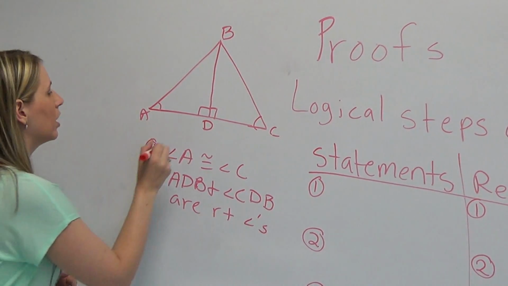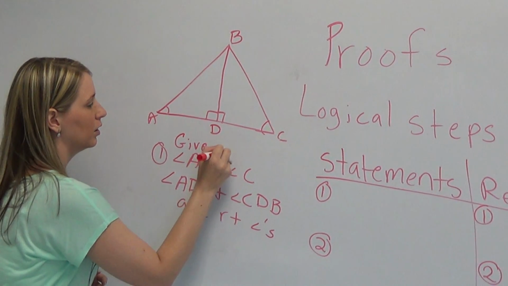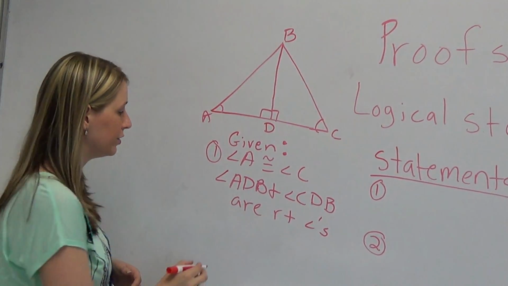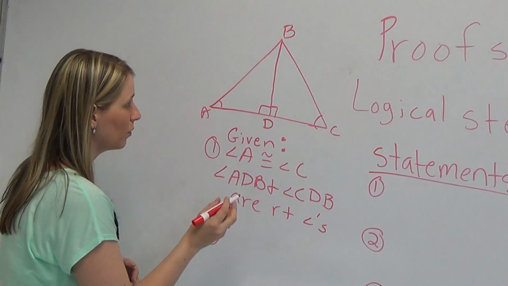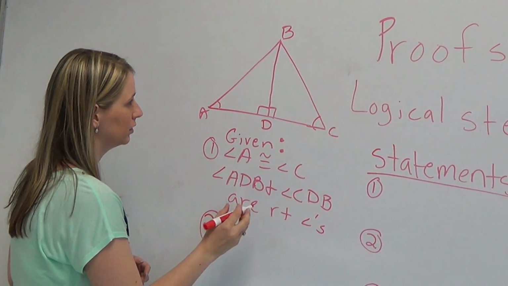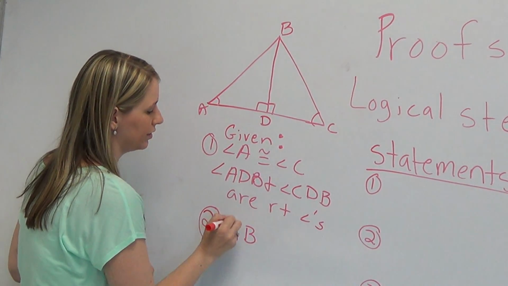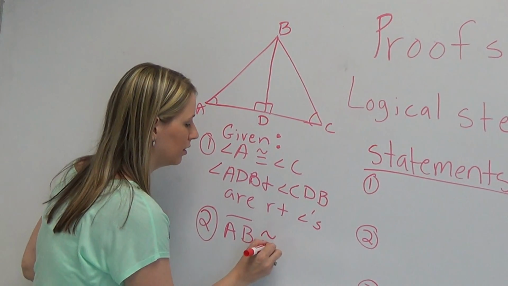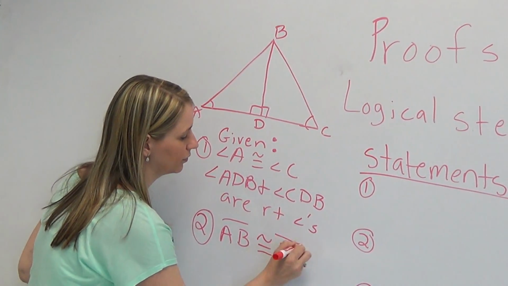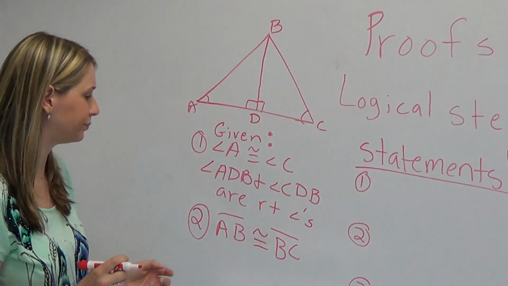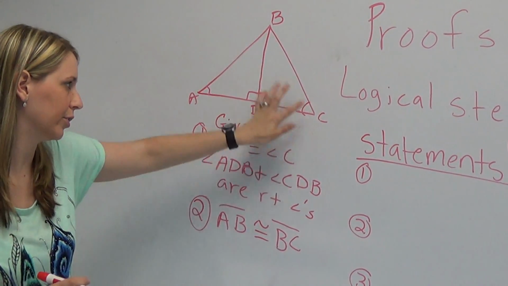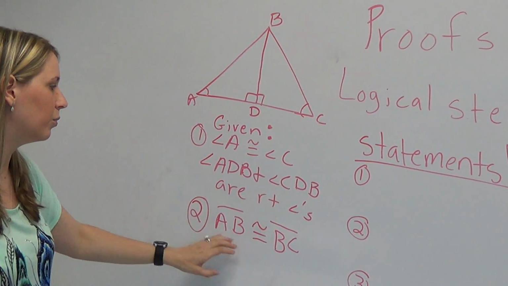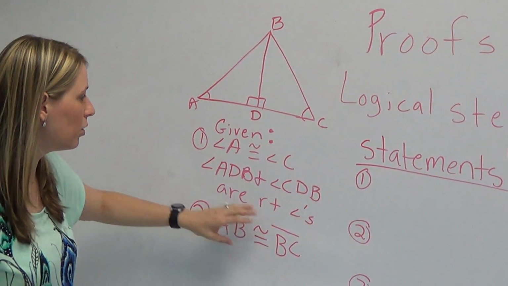This is what we call the given. This is what I'm told in the beginning of the proof. And what I'm trying to do is prove that side AB, this is how we label segments, side AB is congruent to side BC. This may be more than 4 steps, but that's okay. I want to prove that AB is congruent to BC. Okay? So basically what we're doing here, we're going to start here, and we're going to see what it takes to get to here.